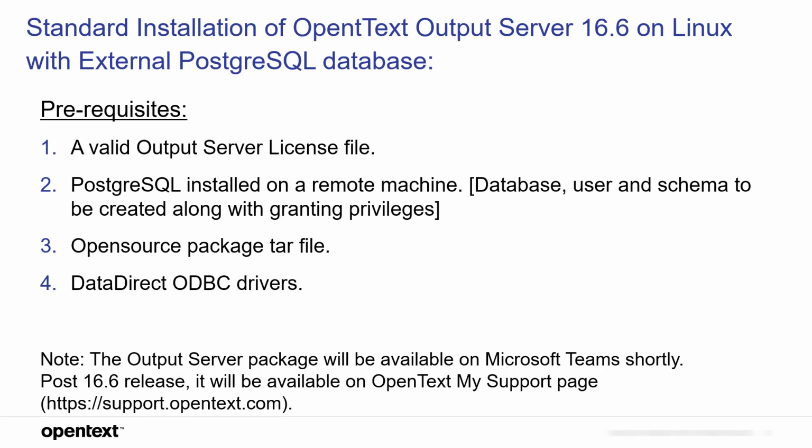To install Output Server, the package will be available on Microsoft Teams shortly, whereas post 16.6 release it will be available on OpenText My Support page. Next, we will look into the steps to install Output Server on a Linux machine with external Postgres database.